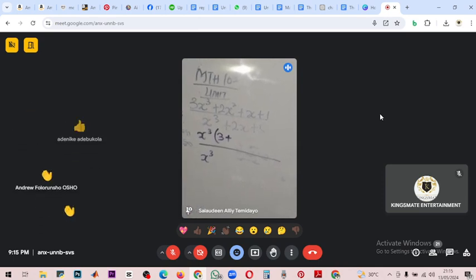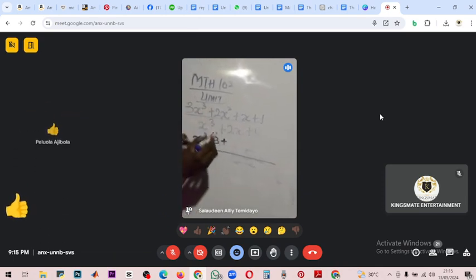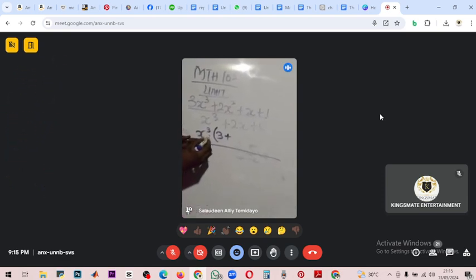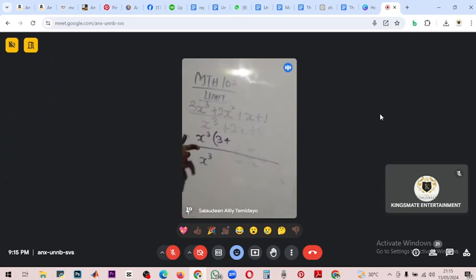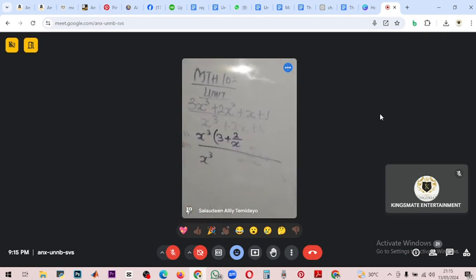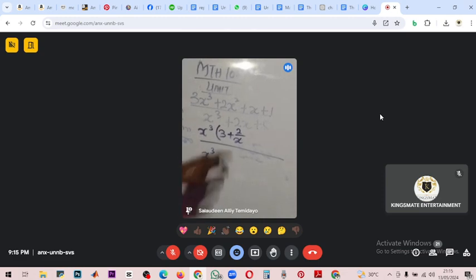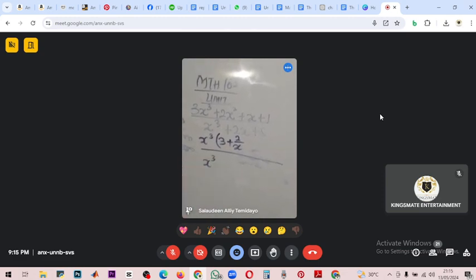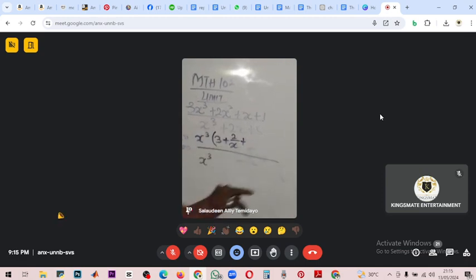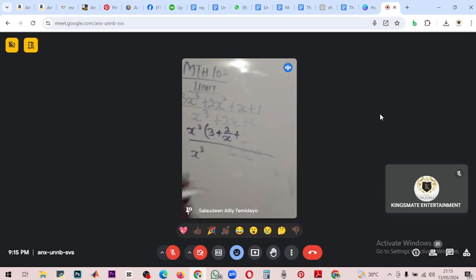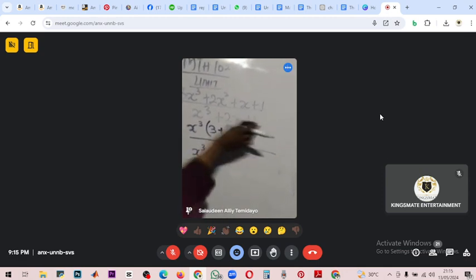Perfect. So, as for this one now, you should note very well that you have 2x squared divided by x cubed, definitely is going to remain 1x under. So, 2 over x. Hope I didn't confuse anyone with what I just did. I did confuse someone. No problem. Have a look.